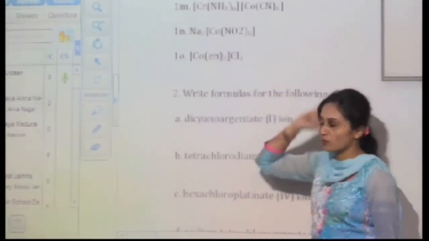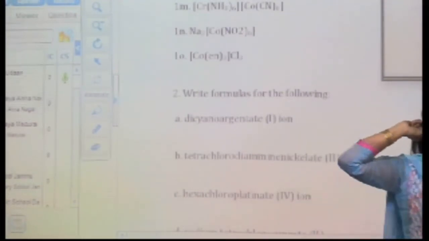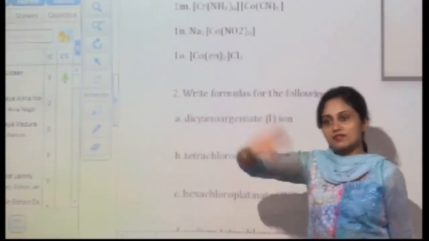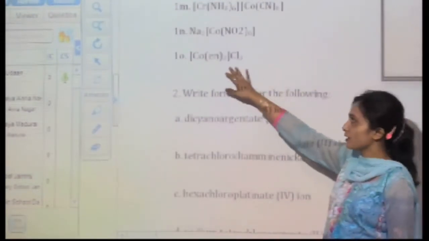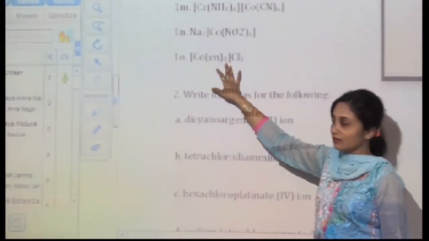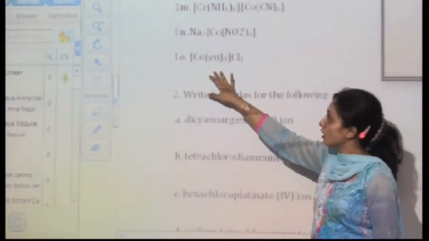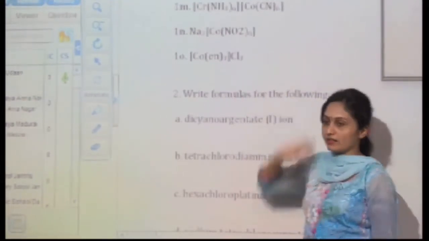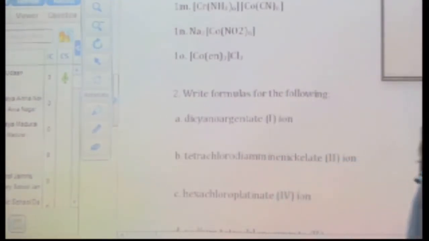For the last problem, quickly, you have Co(en)3 Cl3. Since it's the last problem, we'll go together. Bis, ethylene, tris, ethylene diamine, cobalt, 3 in brackets, space, chloride. That's it, alright. So you all can name it pretty well.